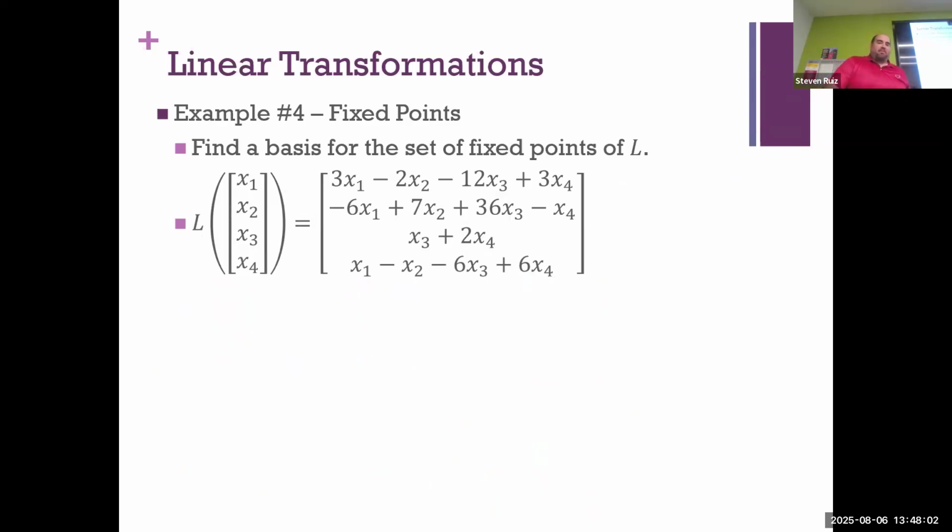I want to find the basis for the fixed points of this transformation. So how do we start? Find A. Got to replace L with its matrix. What is the order of L, or sorry, of A? 4 by 4. So square is good. What do the entries look like? 3, -2, -12, 3.